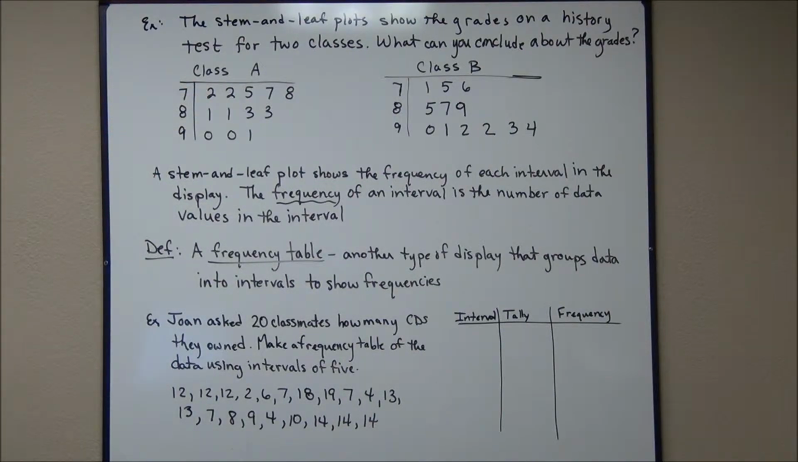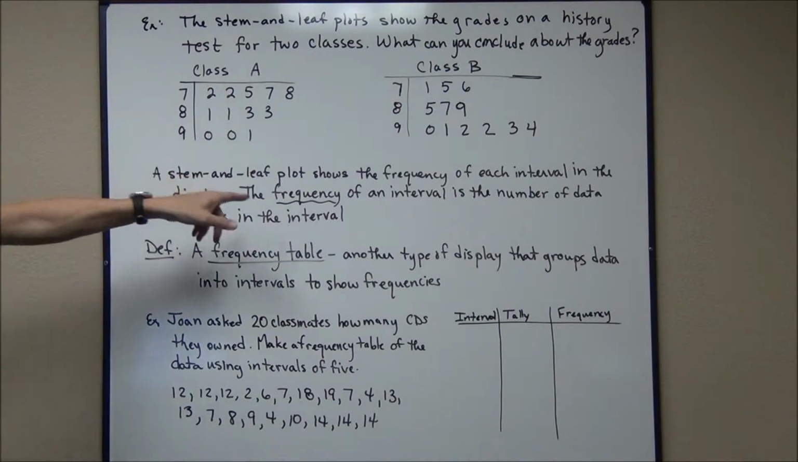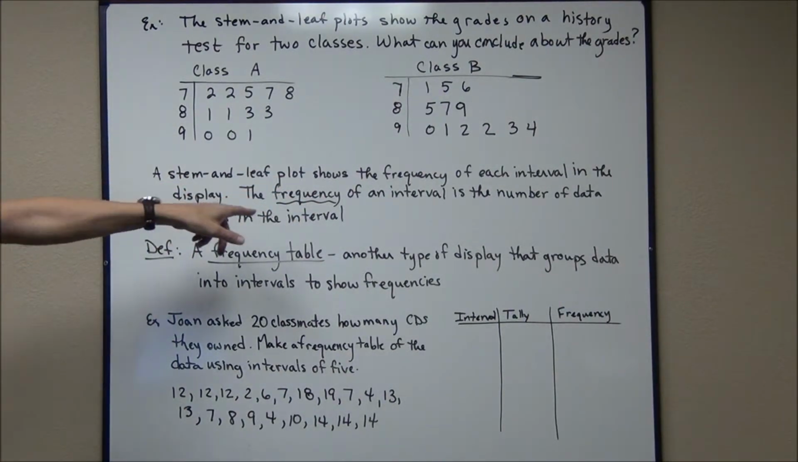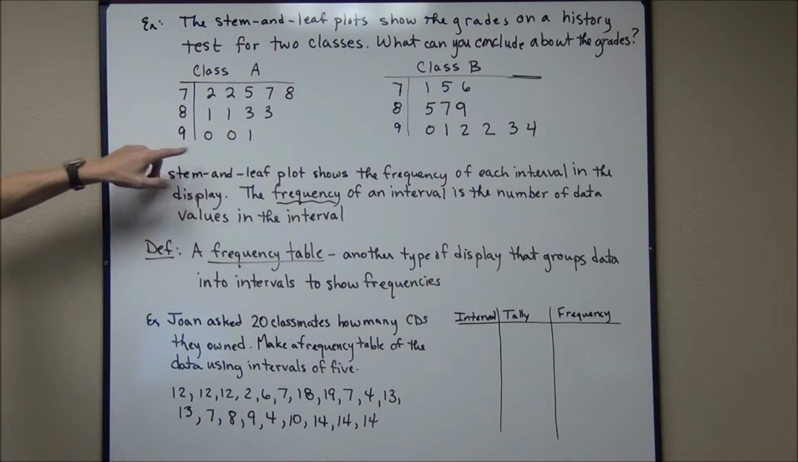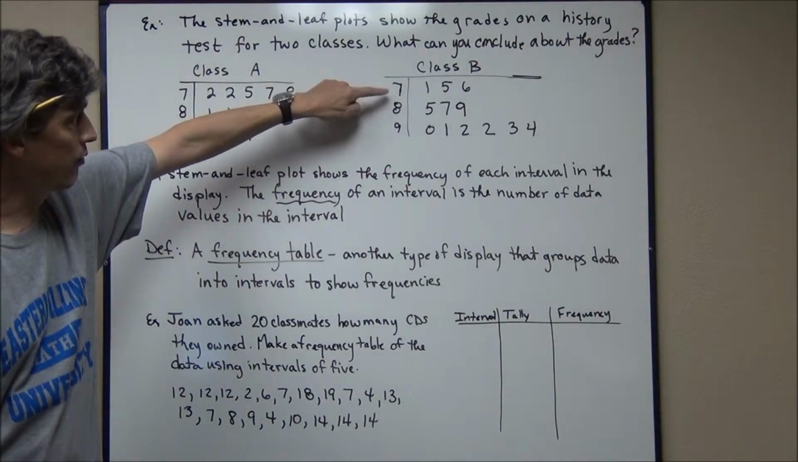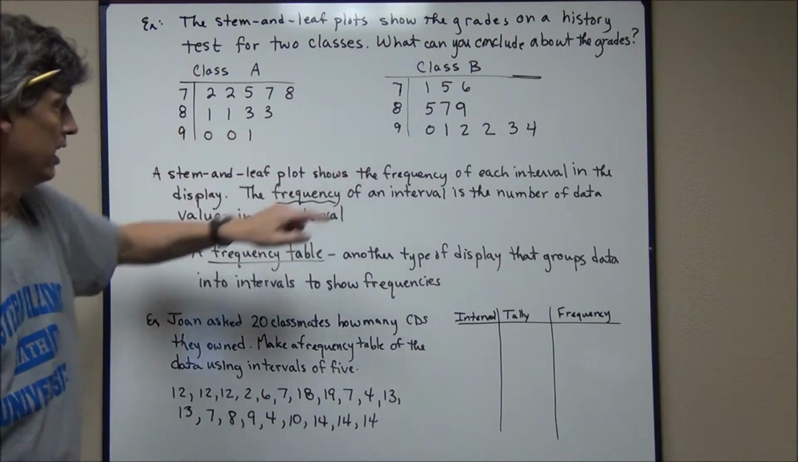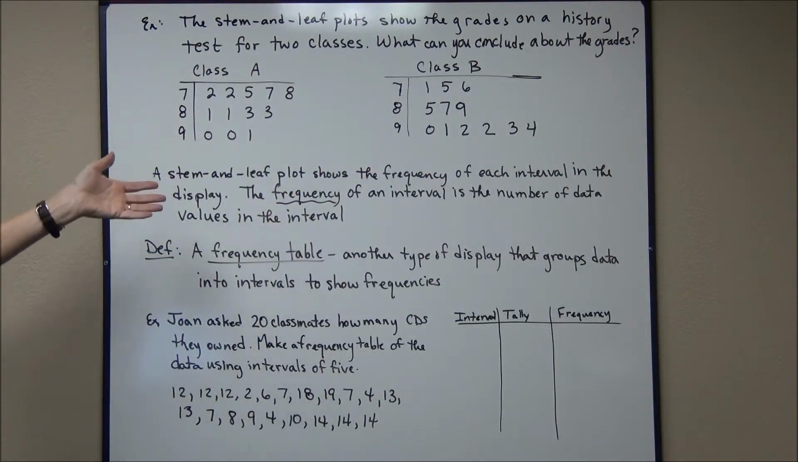information. Now a stem and leaf plot shows the frequency of each interval in the display, like in the 70s and the 80s and the 90s. The frequency of the interval is the number of data values. So like in this interval in the 70s, there were 5. In the 80s, there were 4. In the 90s, there were 3. Here, 3, 3, and 6. So that's the frequency, how many times it occurs.